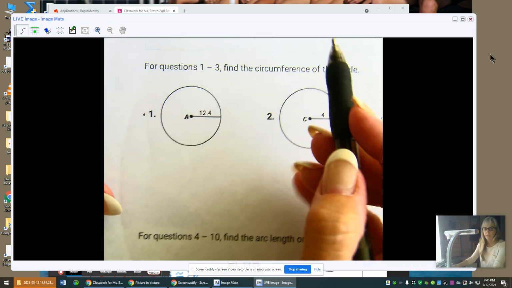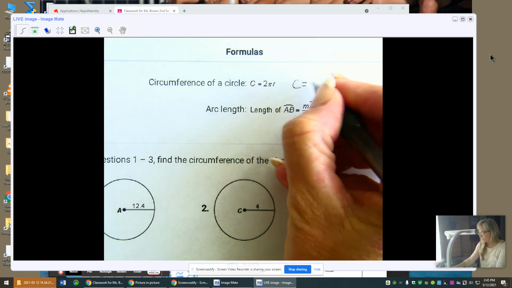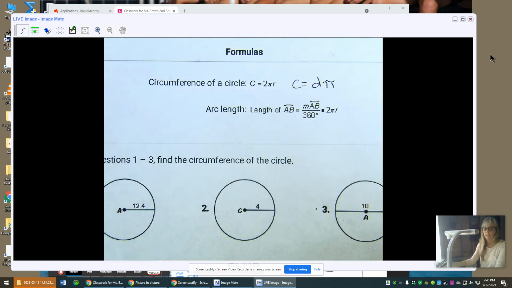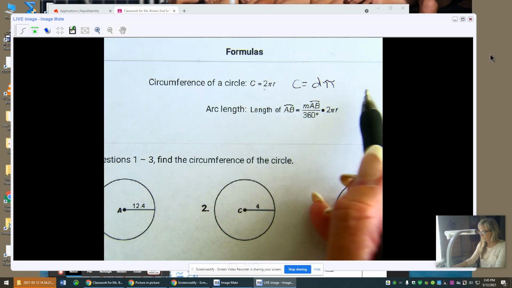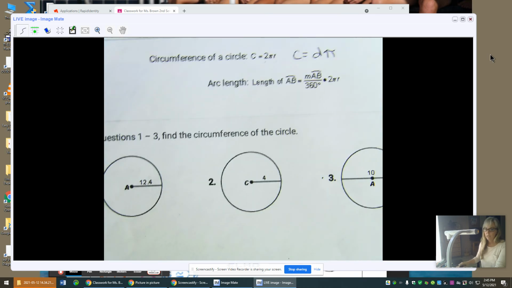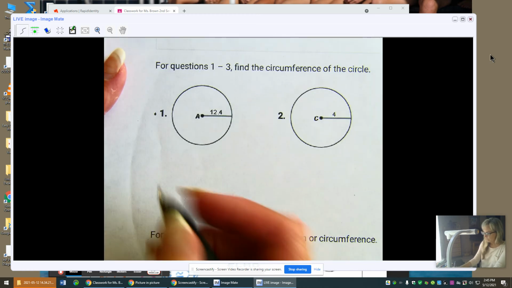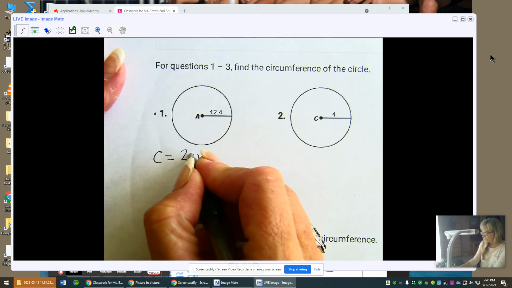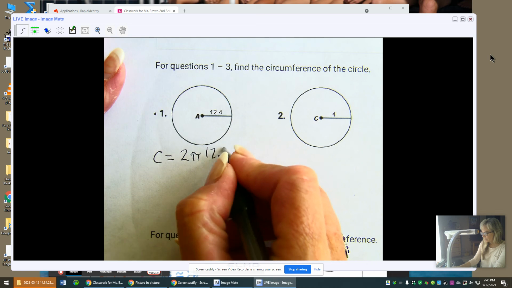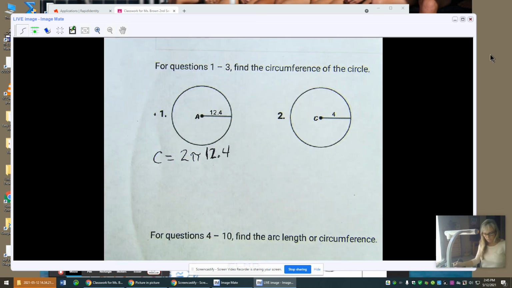Just to remind you, circumference is up top again. Circumference is 2 pi r, or circumference is diameter times pi, which makes sense because 2 r's, 2 times the radius, is the diameter. So if they give you diameter like this one, you could just use diameter times pi. But they give us the radius, so we'll write circumference equals 2 pi times r. And then we do our calculations.